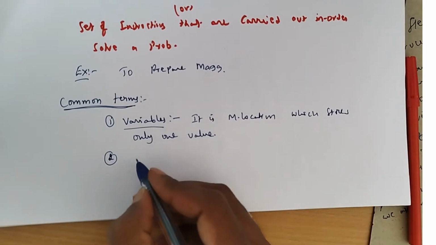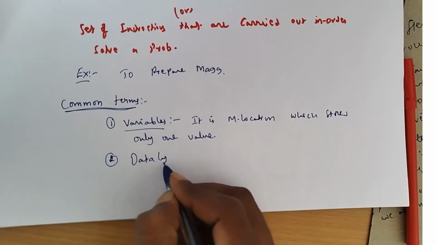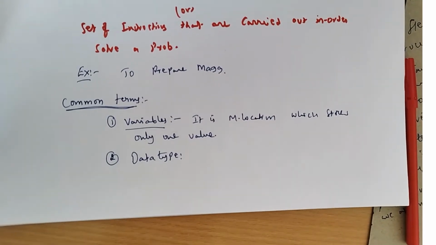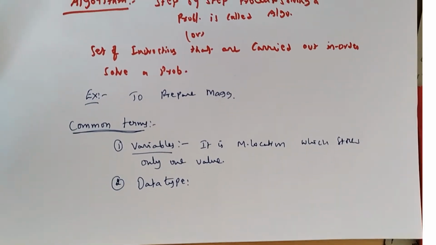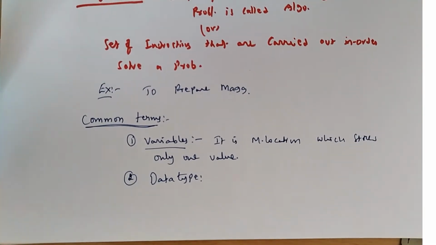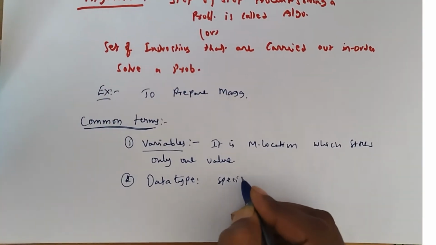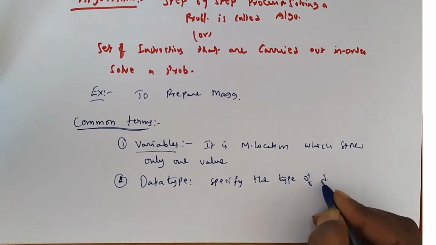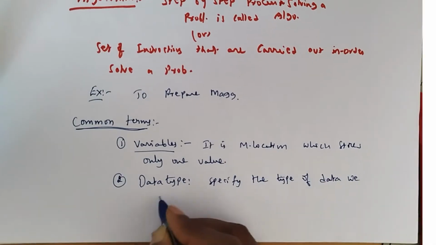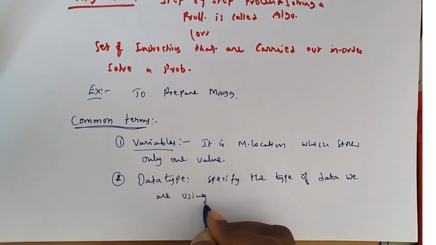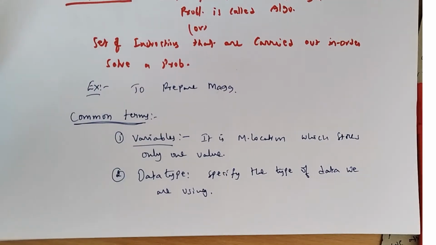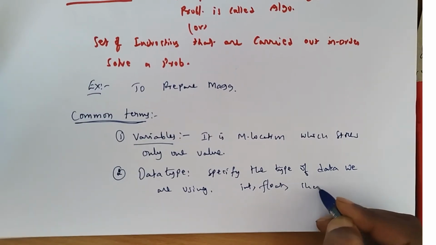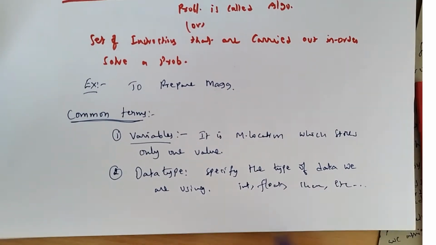The next common term is data type. What is the meaning of data type? Data type is nothing but it specifies what type of data we are using in programming. Do you know what data types we have? Integer type, float, character, etc. These are the different data types.